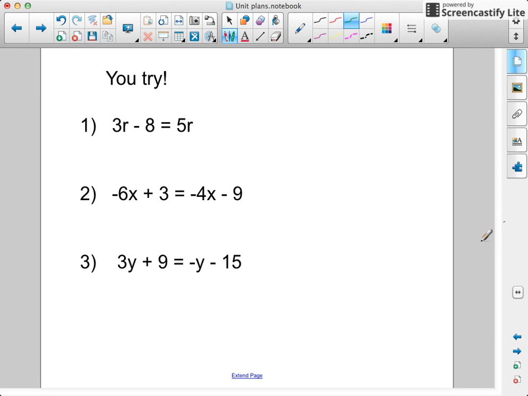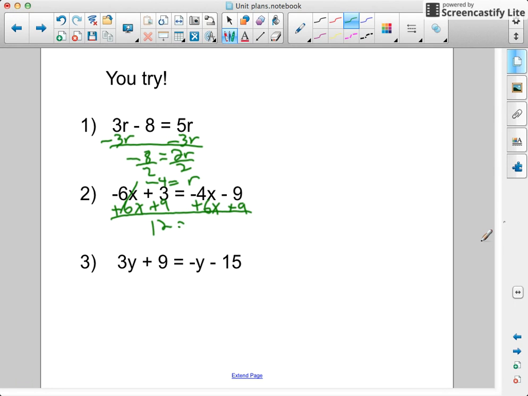Okay, here are the solutions to these. Minus 3r to both sides. So negative 8 equals 2r. Divide by 2, and r equals negative 4. This one I'm going to plus 6x to both sides, because that will make it a positive. And plus 9 to both sides. Those cancel. So 12 equals negative 4x plus 6x, which is positive 2x. Divided by 2, and x equals 6.